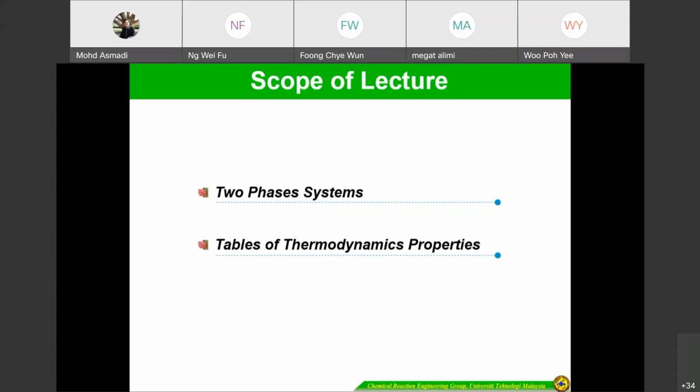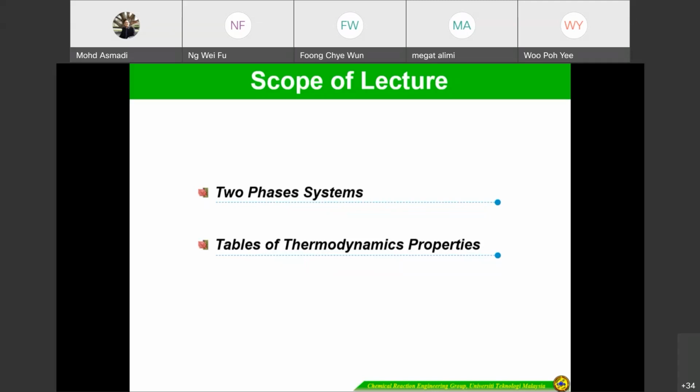Similarly for the Gibbs energy. If the vapor and liquid are in equilibrium, the Gibbs energy should be the same. You have to remember that because it is in equilibrium. Later we are going to deal with the fugacity as well as fugacity coefficients.